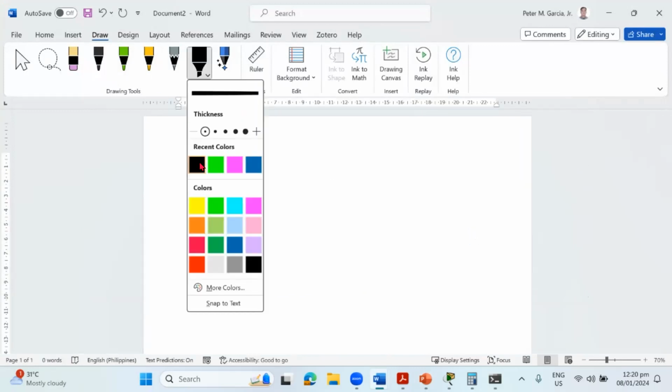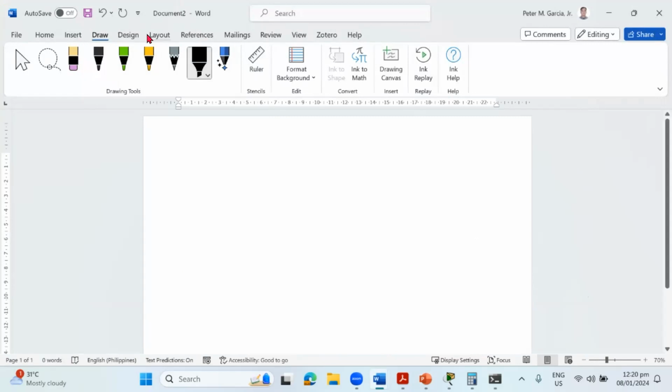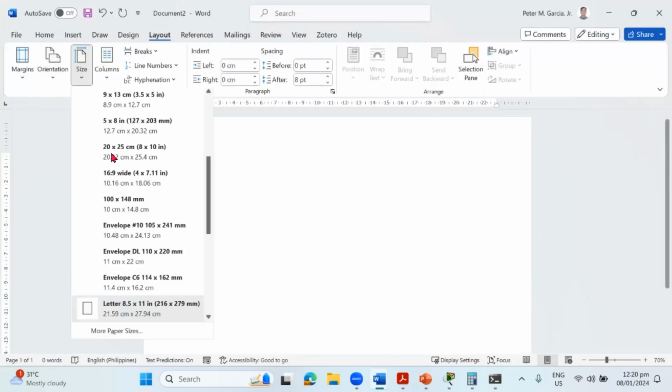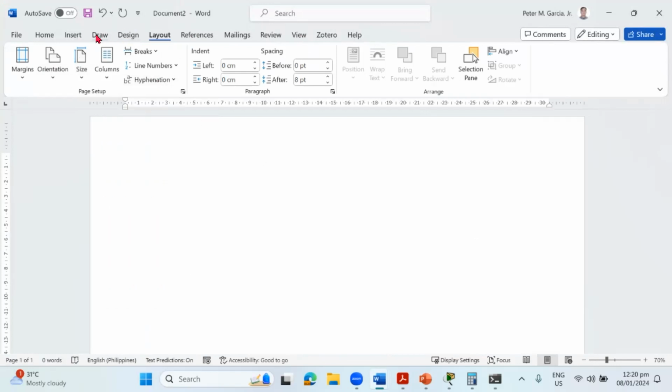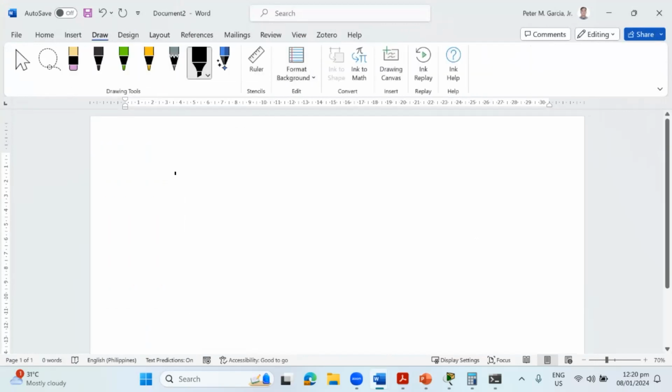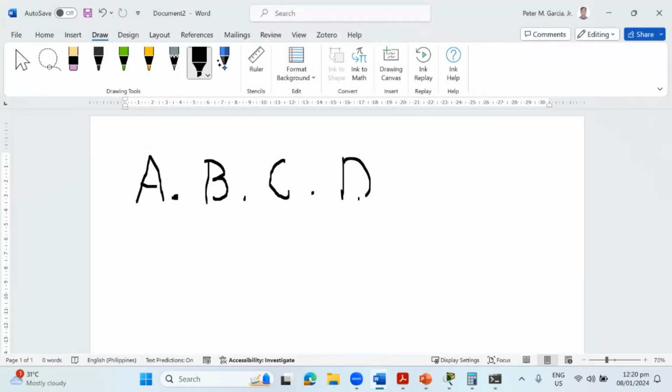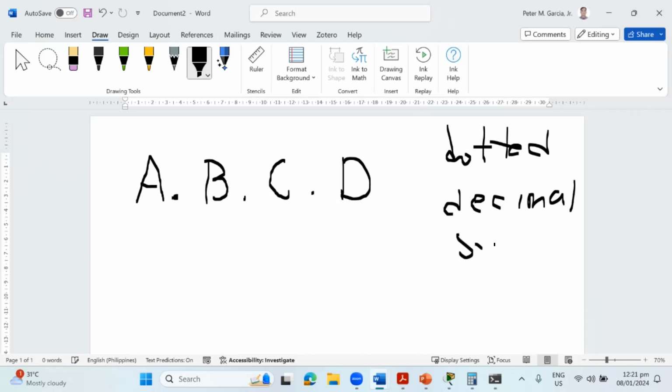so IP address natin, ang tawag doon ay dotted decimal system. When we say dotted decimal system, we have A dot B dot C and dot D. So ang tawag dyan, dotted decimal system, or DDS. Okay, so that is dotted decimal system. So ang basa dyan, A dot B dot C dot D.